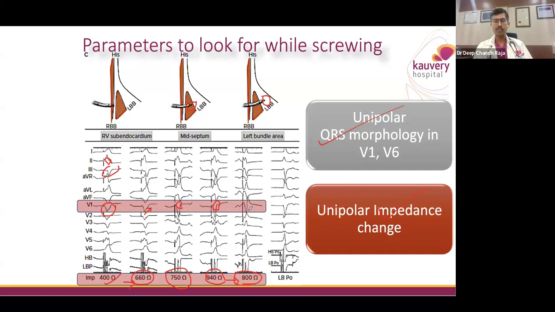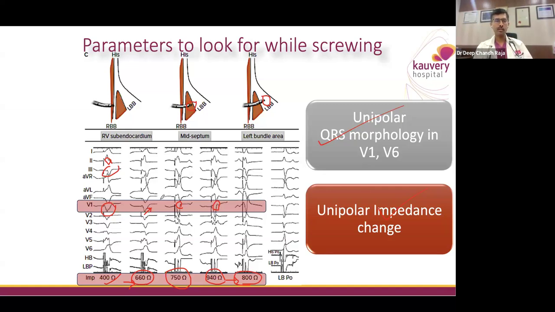And you start seeing a right bundle branch block morphology. And that's it. You have now reached the left side of the interventricular septum. If you see a right bundle branch block morphology with such a narrow QRS, you have captured the left bundle or the left posterior fascicle or the left anterior fascicle. But you have successfully captured the conduction system.